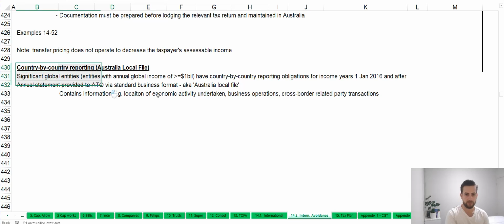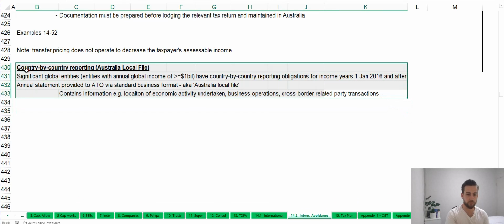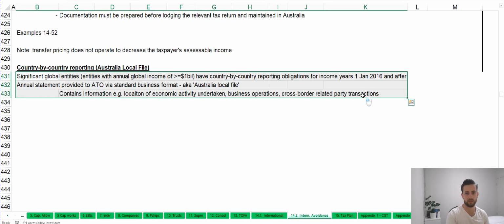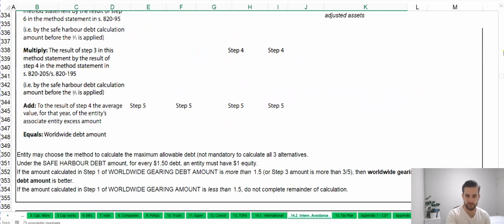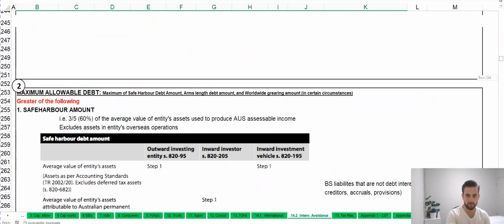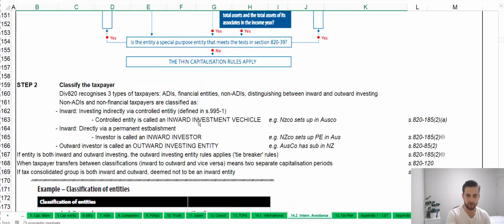Okay, and then just this small last bit down here, which is country by country reporting. It's basically saying that countries have reporting between each other, especially the listed countries. They've got fairly good tax reporting. They talk to each other about cross-border transactions between companies and so forth, so they can cross-reference this and look for transfer pricing. So that's basically it. That's the end of the international avoidance chapter. It's fairly complicated and can be quite tricky.